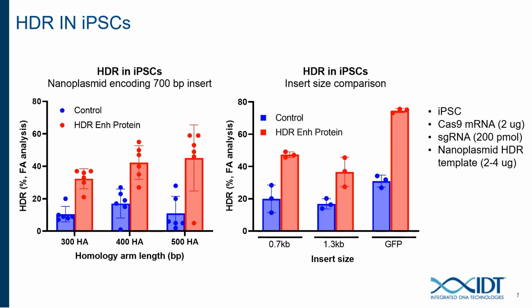And here at IDT, we're always looking into clinically relevant cells, and I want to mention that nanoplasmids work great in iPSCs too. So again, here we're using Cas9 mRNA to mediate a double-strand break. We're using sgRNA and a nanoplasmid insert template. On the left is a comparison of homology arm lengths, and on the right is a comparison of insert sizes. So in all these cases, high rates of HDR are achieved with careful optimization, with use of the HDR enhancer protein and use of nanoplasmids, so we can do high efficiency knock-in in both primary T cells and iPSCs.